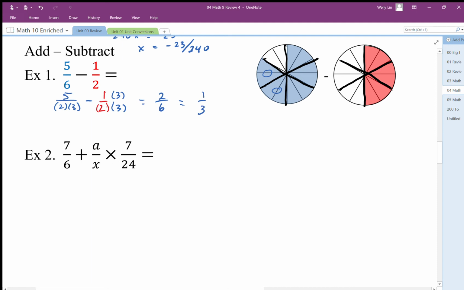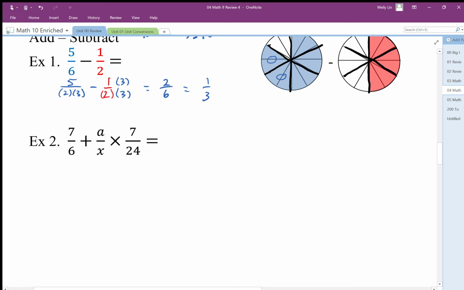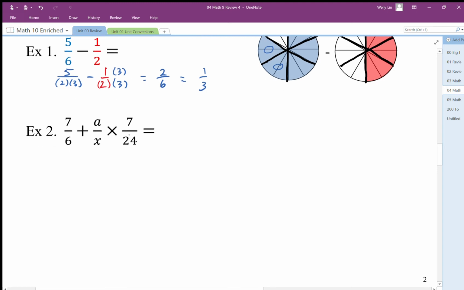So the factors are really important when we're dealing with rational expressions. We need to understand all the times pieces that make up the fractions. So here, when we do the times and add, first of all, we have to do BEDMAS, so we have to multiply first before we add. But really, when we talk about fractions, times really means one fraction times on top, divide on bottom. So I can just look at this as 7 over 6 plus 7a over 24x.